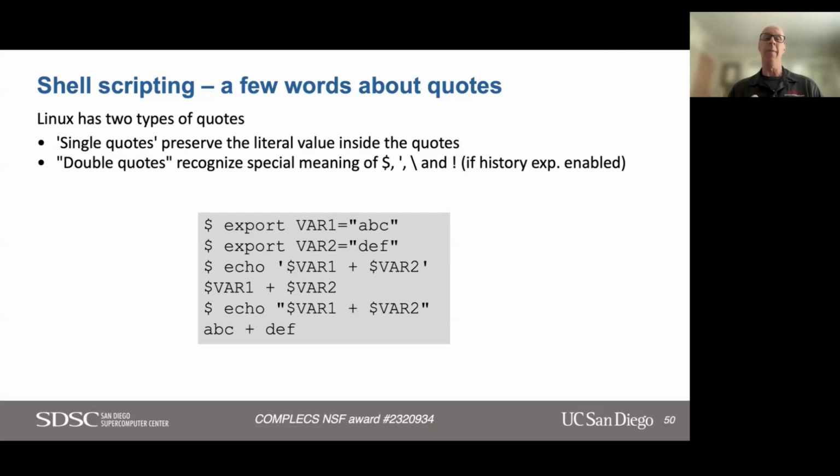So here we're going to define two environment variables, var1 and var2. And then I'm going to do echo, and within single quotes, $var1 plus $var2. And the result is probably not what I was expecting. You see that I got the literal string, $var1 plus $var2. If I enclose this within double quotes, so now we recognize the special meaning of that dollar sign, so we get the value associated with that variable. Now we get ABC plus DEF.